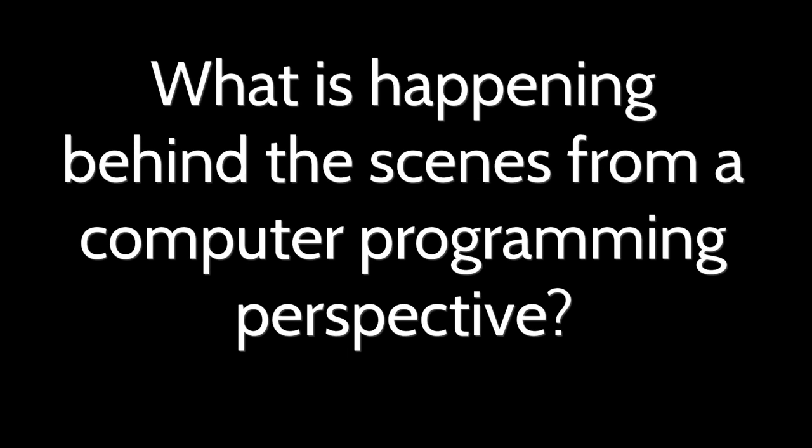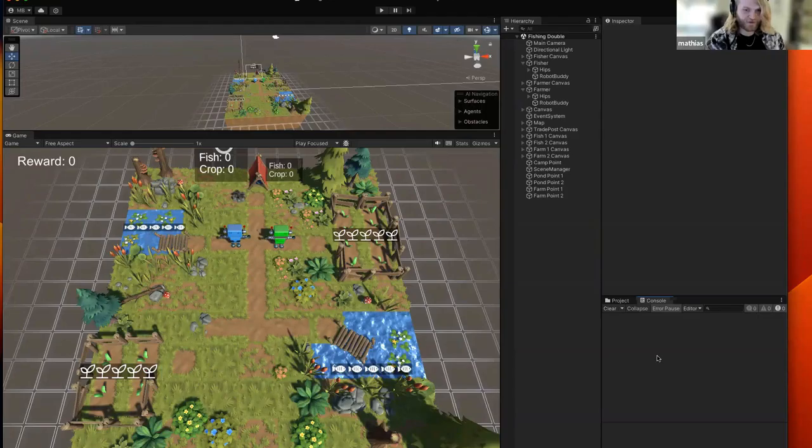What is happening behind the scenes from a computer programming perspective? There's actually quite a bit going on here, and it's going to get into a little bit of the machine learning stuff, but that will be kept at mostly a pretty high level. When we build environments like this, we have to realize that the machines have no idea what task they're even performing, or even what their environment looks like necessarily.